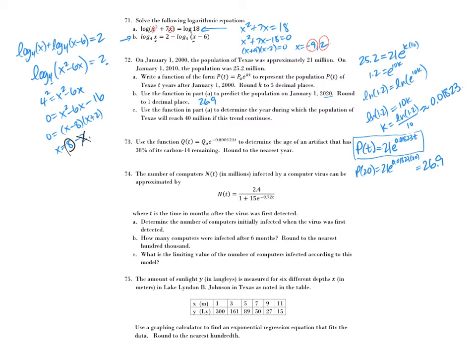Okay, then use the function in part A to determine the year during which the population will reach 40 million if this trend continues. So we'll say 40 equals 21. So this is B, this is A, this is C. 21e to the 0.01823 t. So I just need to solve for t. So let's divide by the 21 first. 40 divided by 21 is some decimal. I want to round to the nearest year during which. Okay, so let's just do 1.9047.